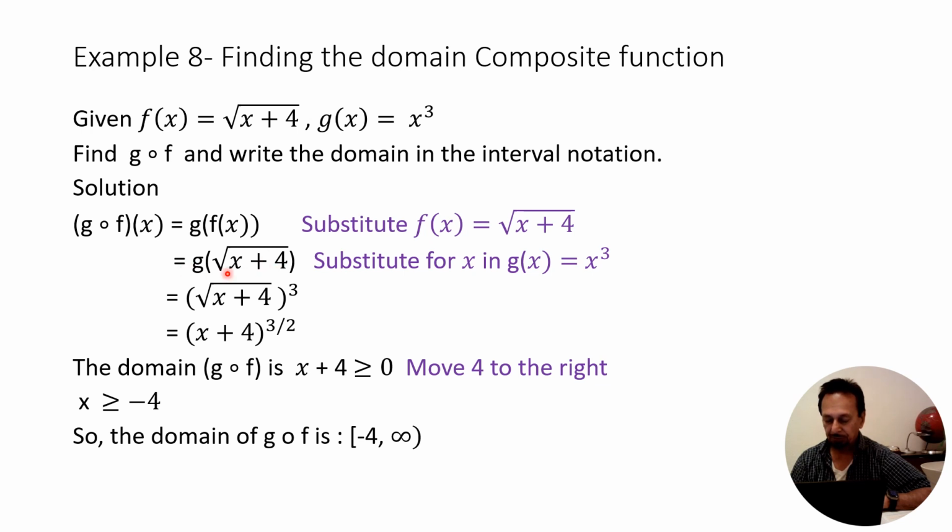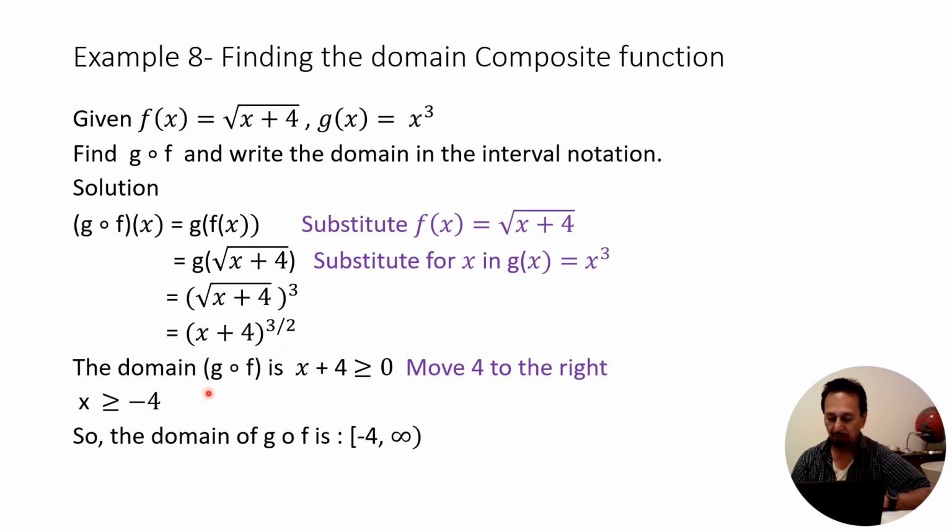Okay, now what is g of x? Well, g of x is equal to x cubed. So we're going to change this x to the square root of x plus 4. So this becomes the cube of the square root of x plus 4. Now square root means x plus 4 to the power 1 half. So 1 half times 3 would be 3 halves. So the answer is x plus 4 to the power 3 halves.